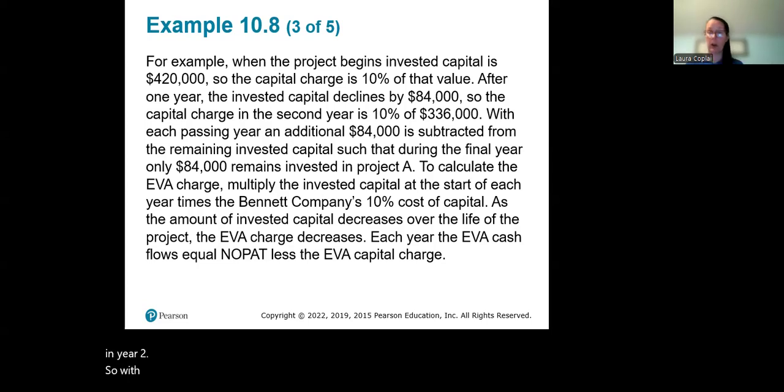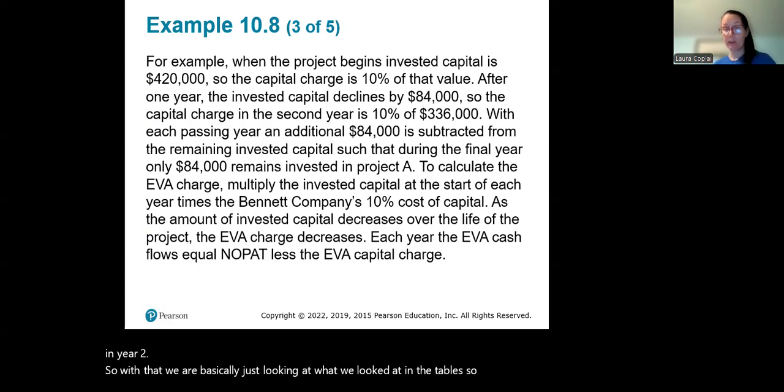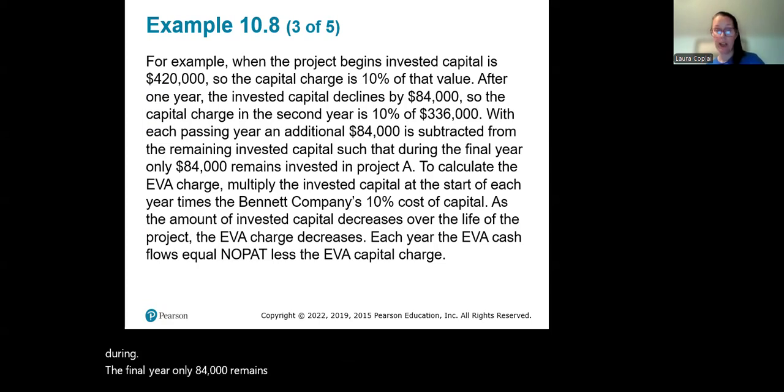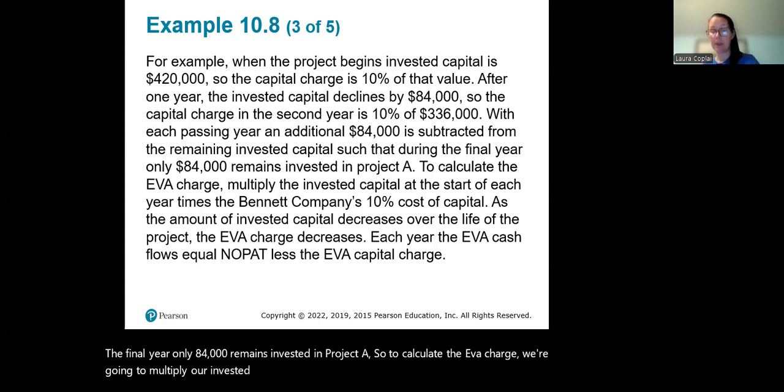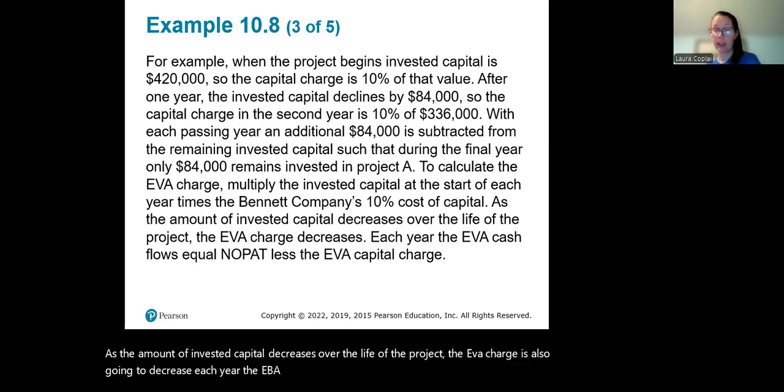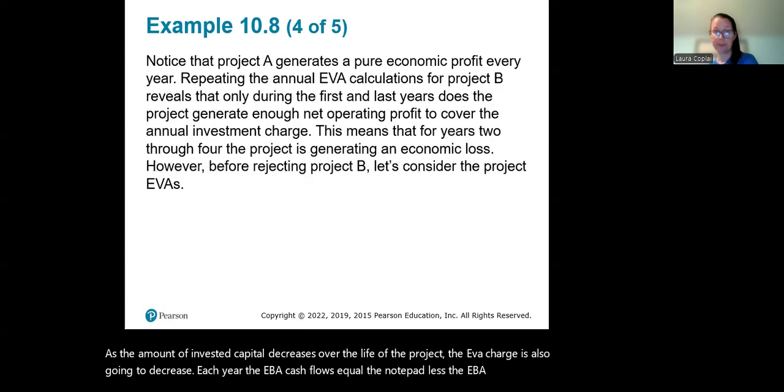So with that, we are basically just looking at what we looked at in the tables. So the capital charge in the second year for A is 336. With each passing year, an additional 84,000 is subtracted. During the final year, only 84,000 remains invested in project A. So to calculate the EVA charge, we're going to multiply our invested capital at the start of the year times that 10% cost of capital for the company. As the amount of invested capital decreases over the life of the project, the EVA charge is also going to decrease. Each year, the EVA cash flows equal the NOPAT less the EVA capital charge.